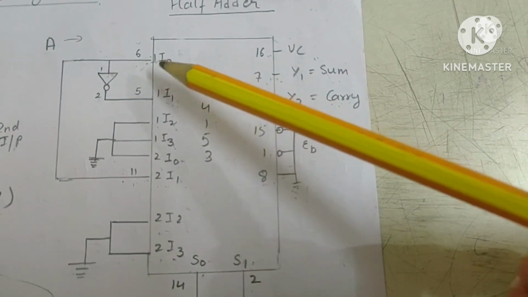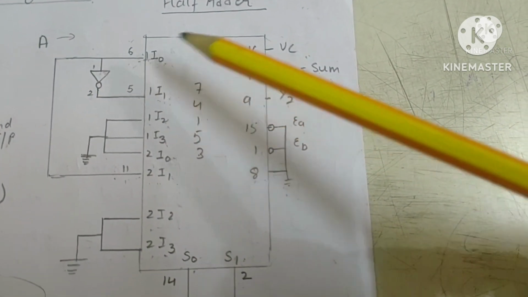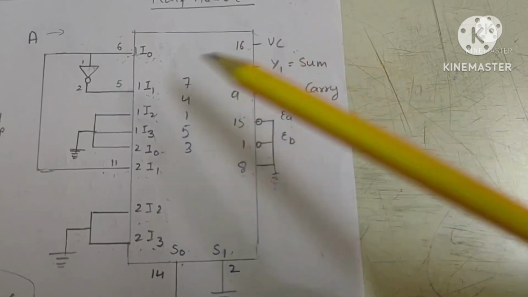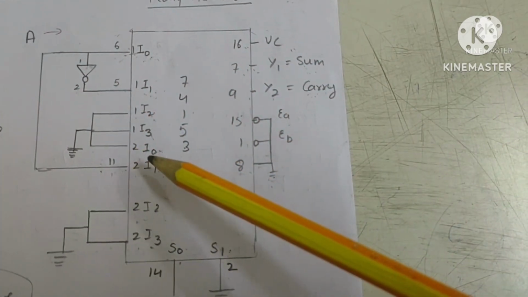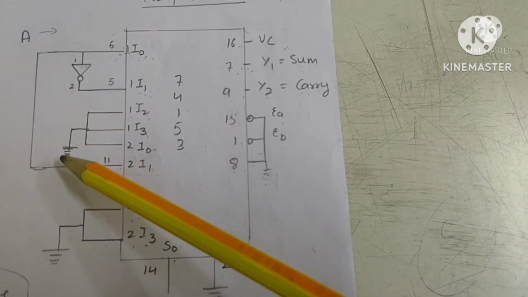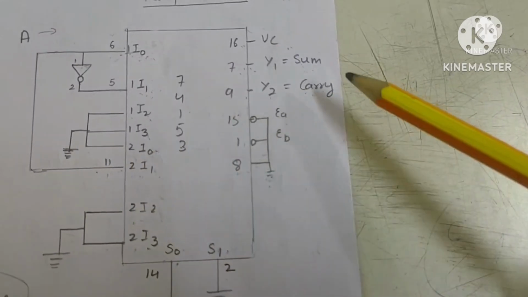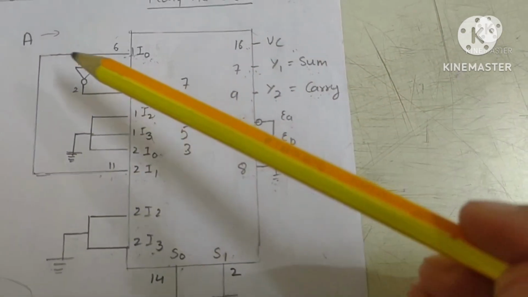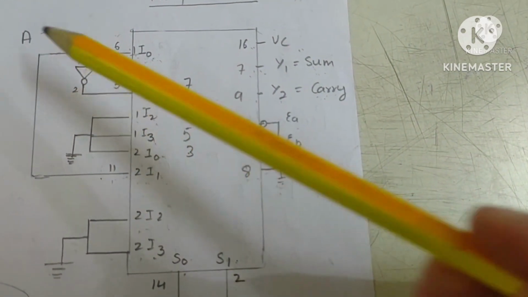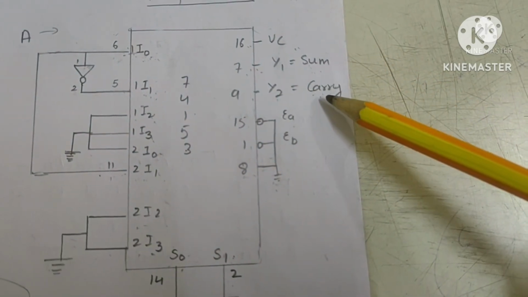Tell me, I naught part is 0 here, the sum will be 0. And see, I naught part here, this is connected to the ground. That means carry will be 0. That means when the input is 0, we are getting sum and carry as 0.